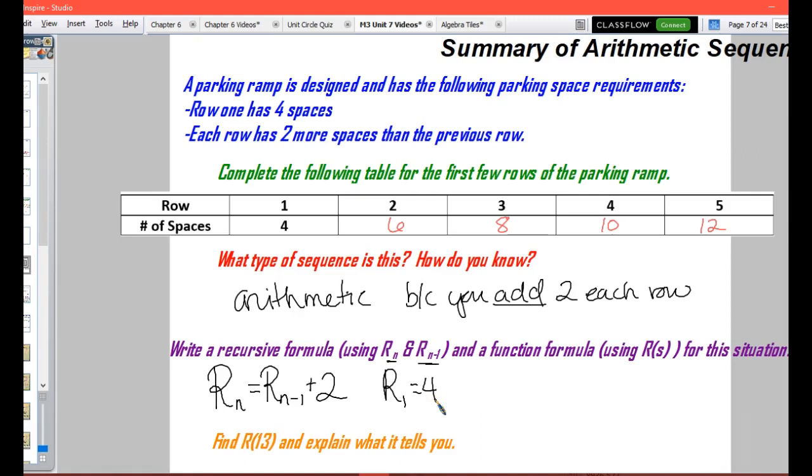Now, for function notation, we have r of s, how many spaces in each row, equals, our 2 goes here. It's kind of like a linear function. You know how it's growing by 2 each time? It's kind of like a line that has a slope of 2. So we're going to have 2 times s.